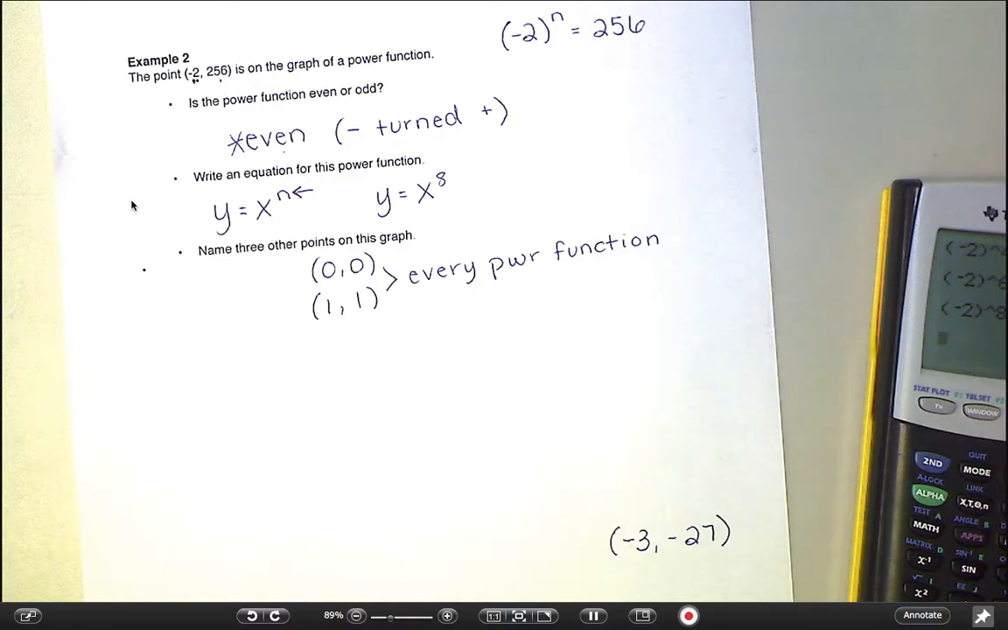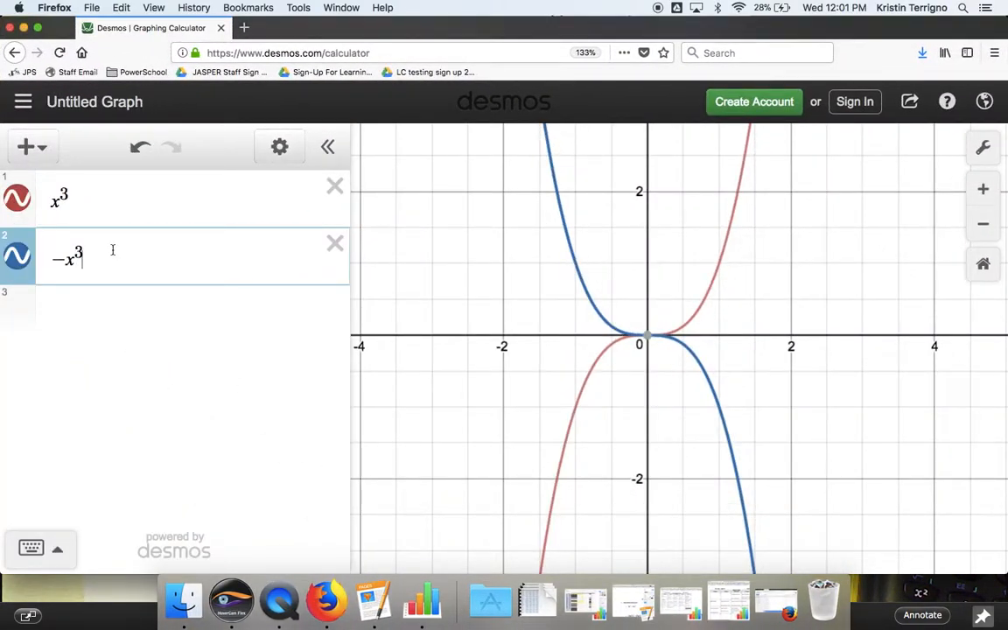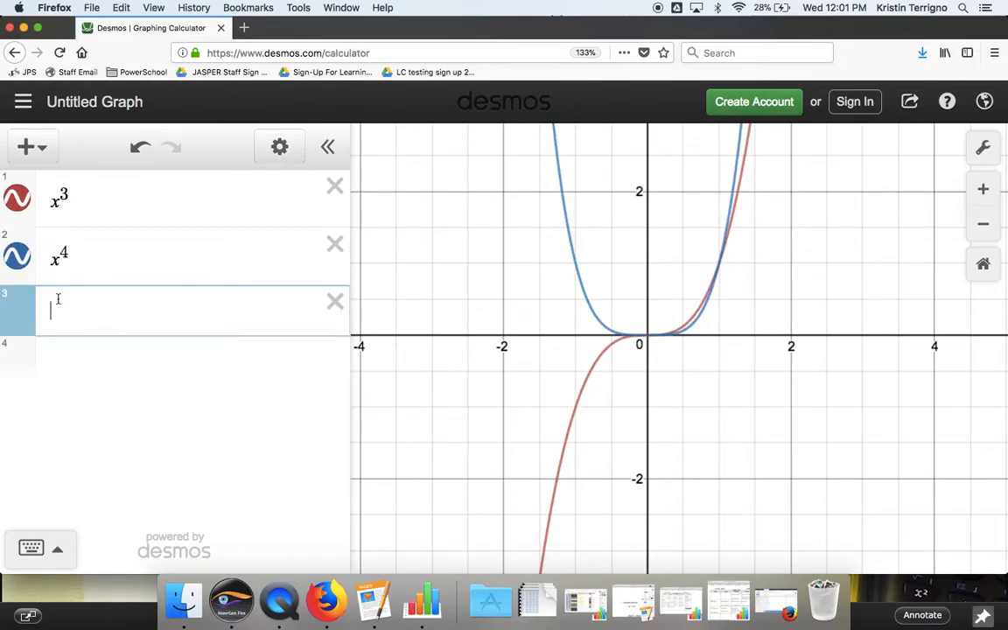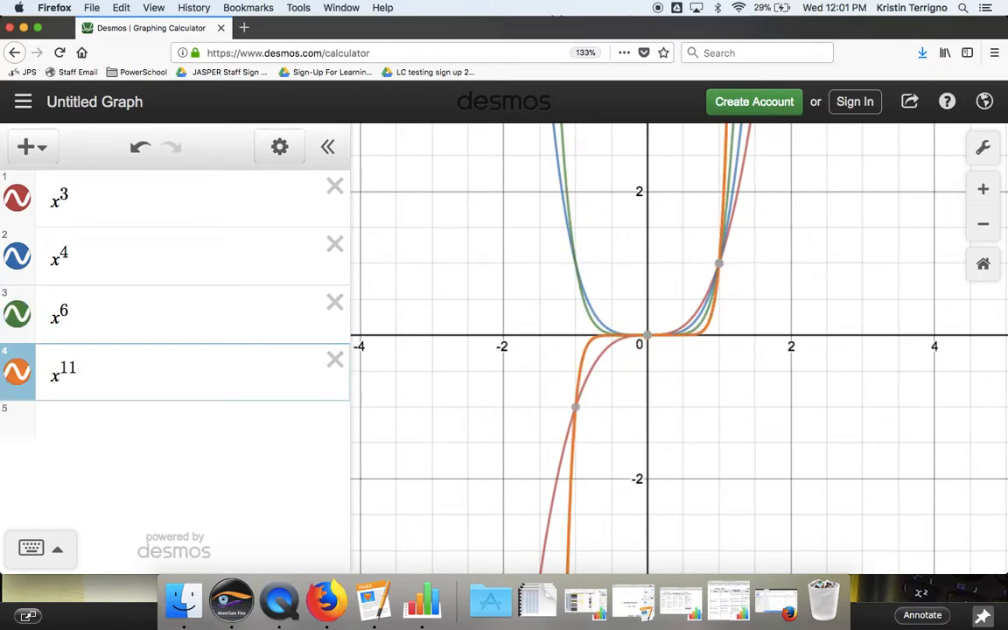Actually, let me make a quick point about that. Back to my graphs. Get rid of my -1 here. Okay, so I've got x cubed there. Let's maybe throw an x to the 4th in there. Maybe an x to the 6th. And let's get crazy with an x to the 11th. So I've got 2 evens, 2 odds in there. My graph looks all kinds of crazy.